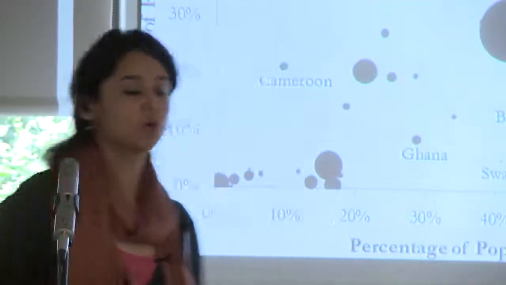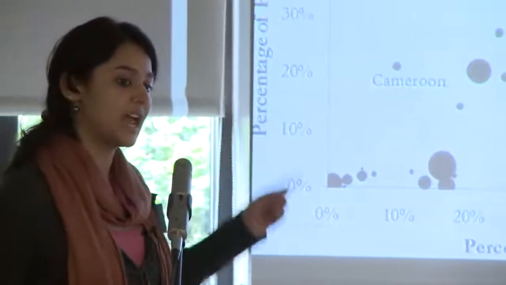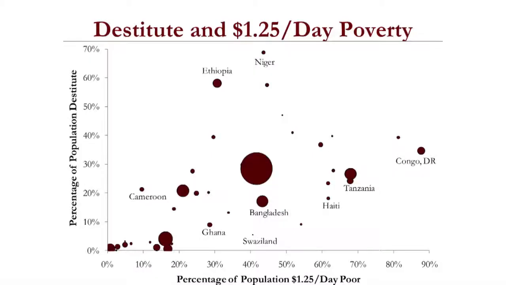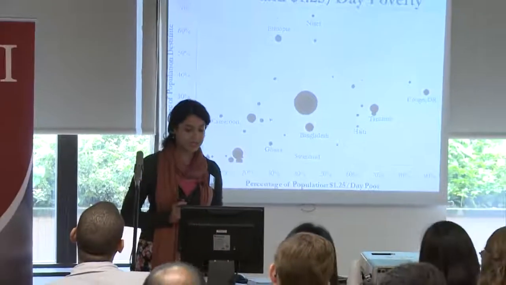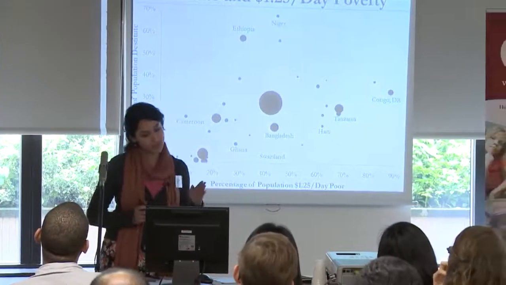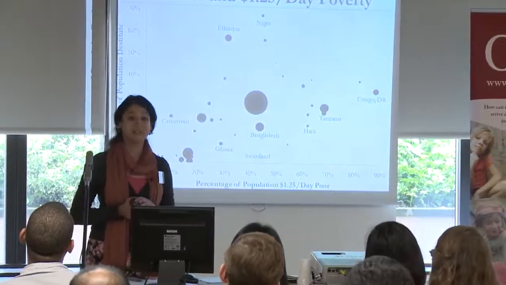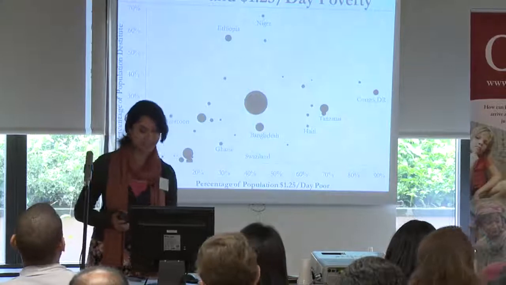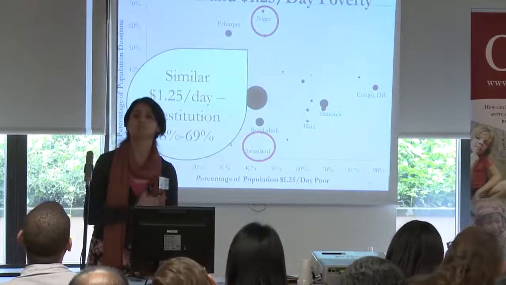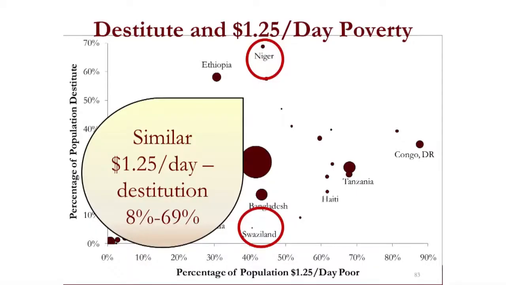And just to quickly show you a comparison between destitution and the $1.25 a day measure. On the x-axis, we have the percentage of the population that are poor by the $1.25 a day poverty line, and on the y-axis, we have the headcount of the destitute. What we find is very interesting, and it's similar to what we have been seeing, the general mismatch between $1.25 a day and MPI poverty, which we have already seen.